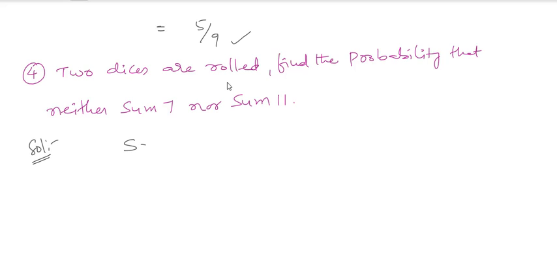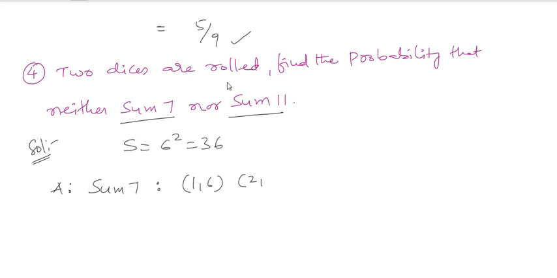Again, 2 dice are rolled means sample space is 6 square, which is 36. You will have it as that, you know that. And they are asking neither sum 7 nor sum 11. So let me take sum 11 or sum 7. Take event A, this is event A. What are the possible cases of sum 7 here? We'll have it as 1 comma 6, 2 comma 5, 3 comma 4, 4 comma 3, next 5 comma 2 and 6 comma 1. So total how many will be there? 1, 2, 3, 4, 5, 6 will be there.